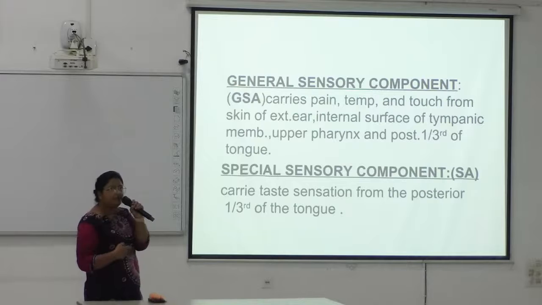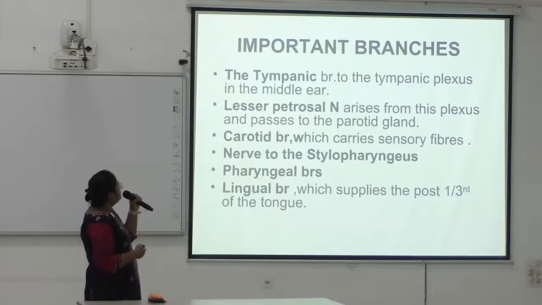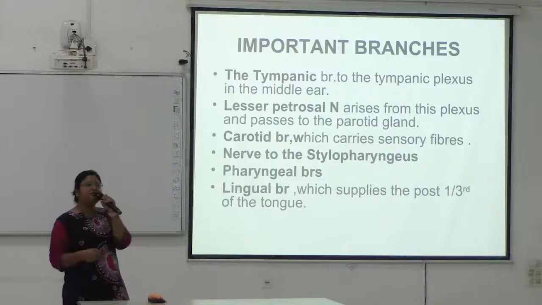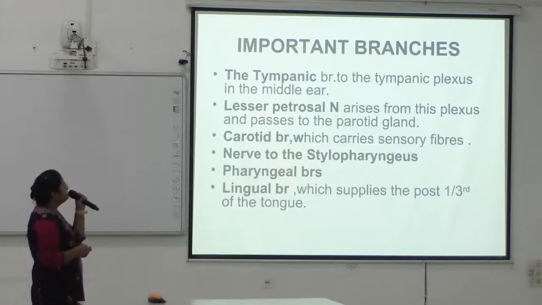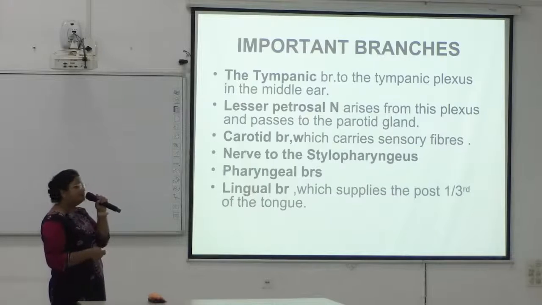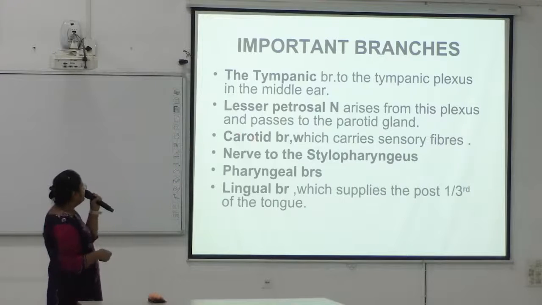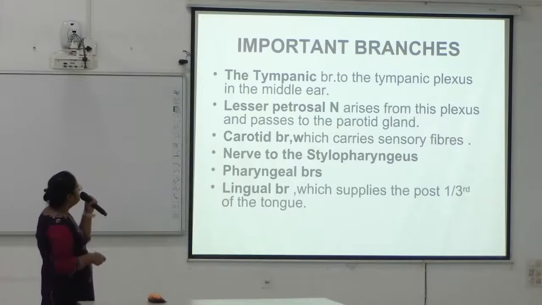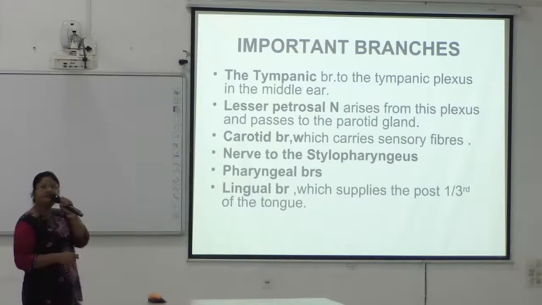Their supplies are important. These are the important branches of the glossopharyngeal nerve. Tympanic branch, then the lesser petrosal nerve, which arises from the tympanic plexus and passes to the parotid gland. Next is the carotid branch, which carries the sensory fibers, then the branch to stylopharyngeus, pharyngeal branches, and lingual branches, which supply the posterior third of the tongue. So these are the important branches of the glossopharyngeal nerve.